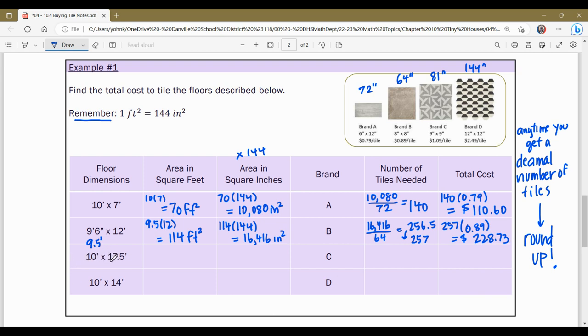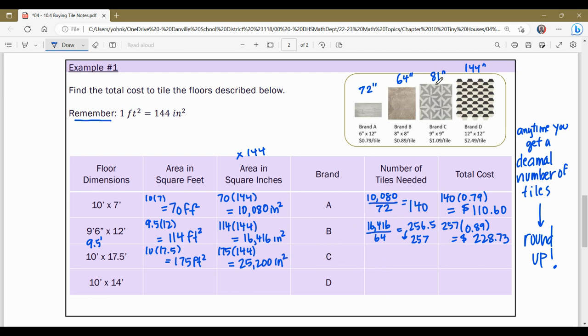Awesome. All right, third room, 10 feet by 17 and a half feet. Okay, so my dimensions are good. I just need to multiply 10 times 17.5. That gives me 175 square feet. Now I need to change to square inches by multiplying 175 times 144. This is going to give me 25,200 square inches.